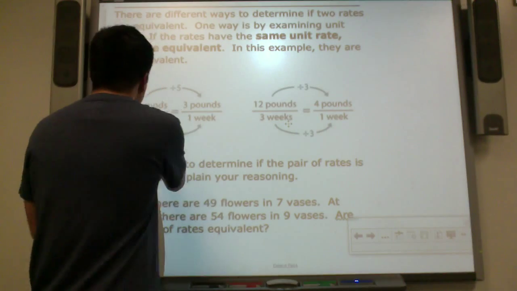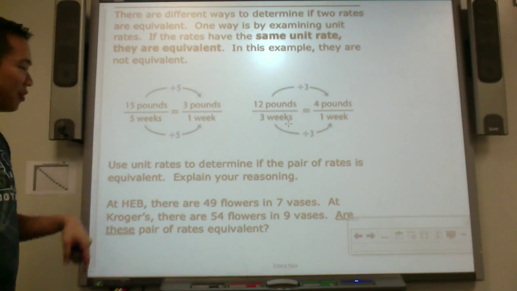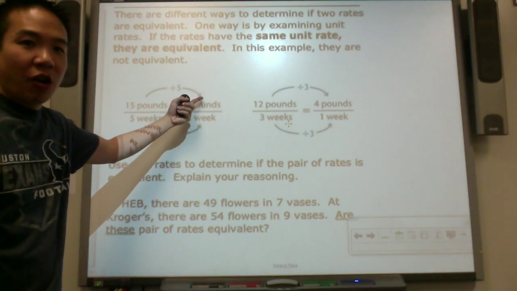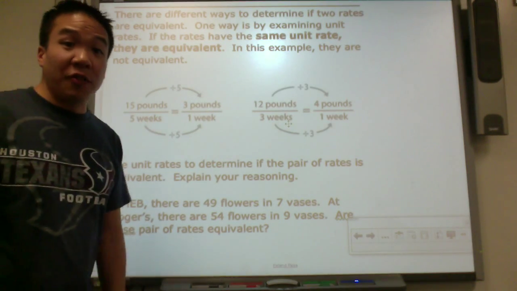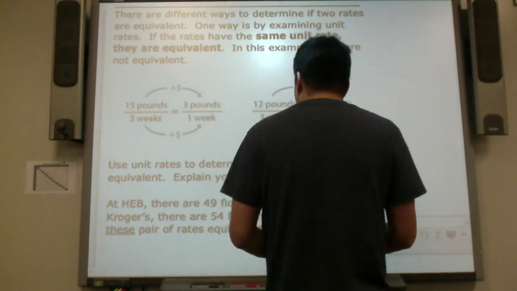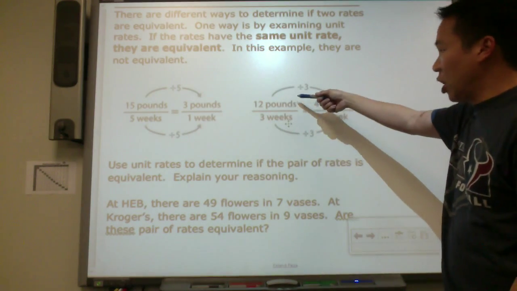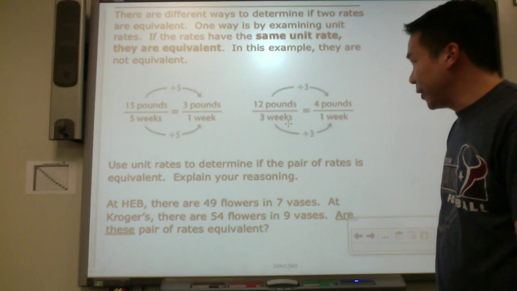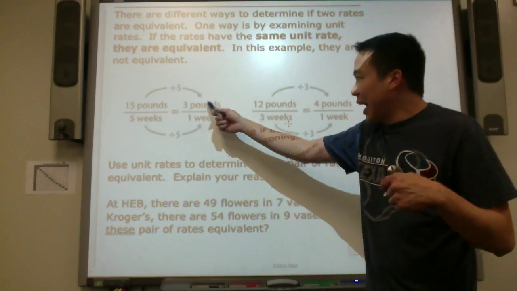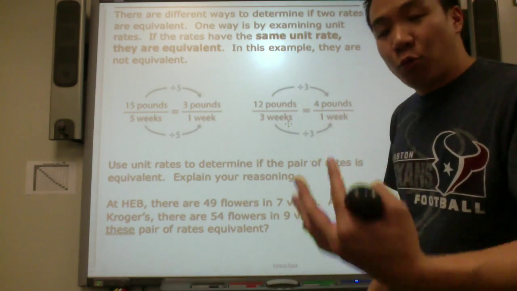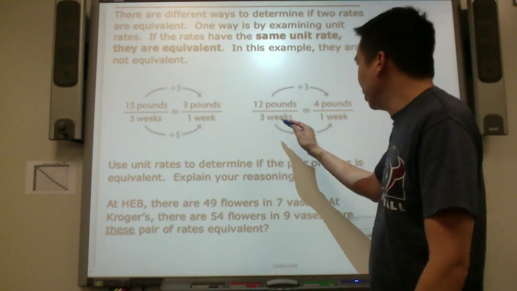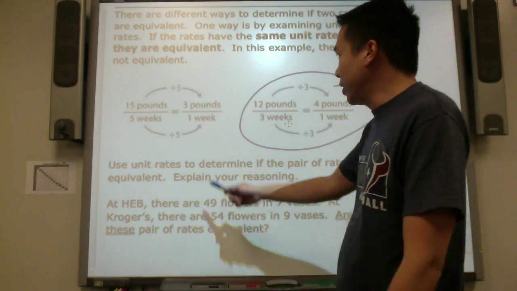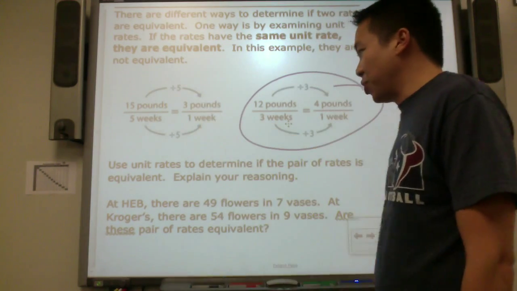For example, someone loses 15 pounds in 5 weeks, or gains 15 pounds in 5 weeks. That's saying they gain or lose 3 pounds per week, or for every 1 week. Another person either gains or loses 12 pounds in 3 weeks, or 4 pounds for every 1 week. So did they gain or lose at the same rate? No. This person gains 1 more pound per week, or loses 1 more pound per week, than this person.